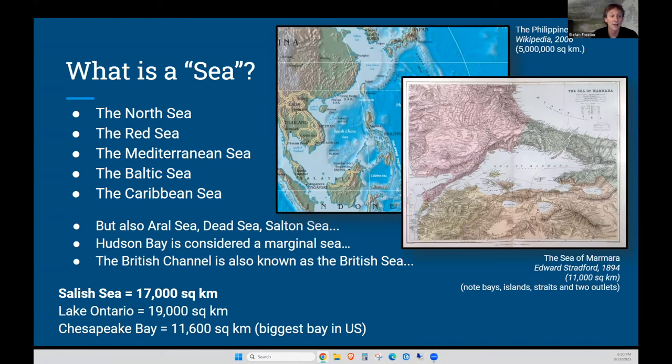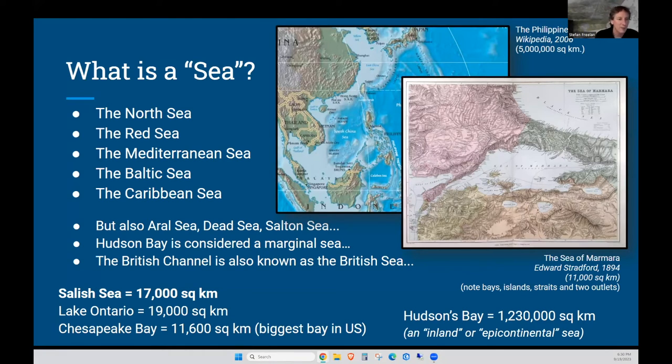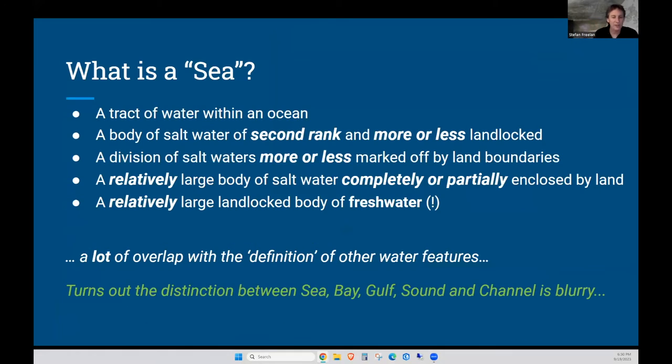Lake Ontario, bigger than the Salish Sea, and that's not even the largest of the Great Lakes. But the biggest bay we have in the United States is Chesapeake Bay. It's smaller than the Salish Sea. So, you know, if you think of bays as being smaller than seas, that works. Until you think about Hudson Bay, which is a million square kilometers. So basically all over the map, quite literally. And you have inland seas and marginal seas and... okay, well, let's go to the dictionary.